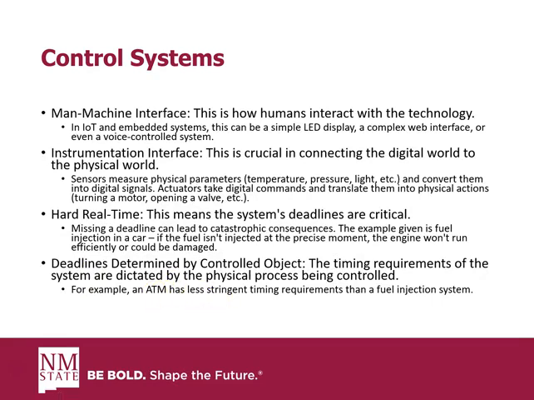Finally, we have deadlines determined by the control object. The timing requirements of the systems are dictated by the physical process being controlled. For example, an ATM has less timing requirement than a fuel injection system. The controlled object sets the pace.